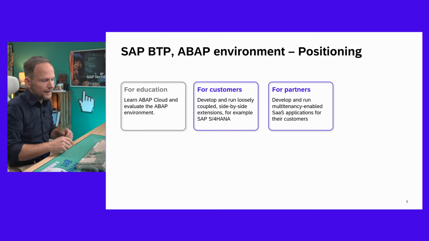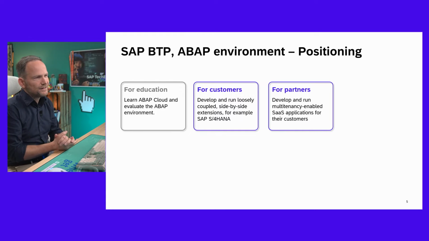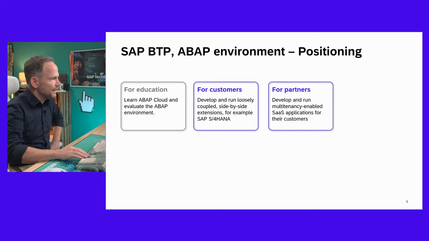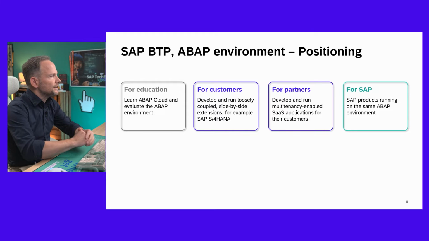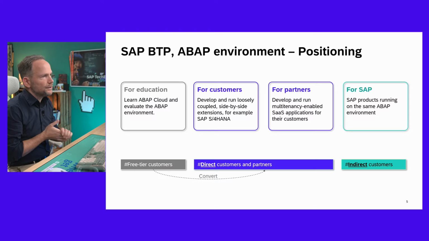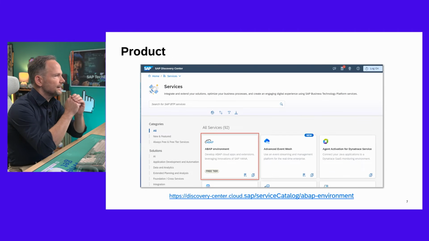For partners, our next important target group, and also the main focus of this session, it's a bit different, because partners want to develop and run multi-tenancy enabled SaaS applications. And last but not least, Steampunk is also used SAP internally. In the meanwhile, there are 5 products running on top of Steampunk which are on SAP's price list. Of course, we want to drive the conversion from free tier customers to standard customers, and with the products on top of Steampunk, we want to increase the number of indirect customers.